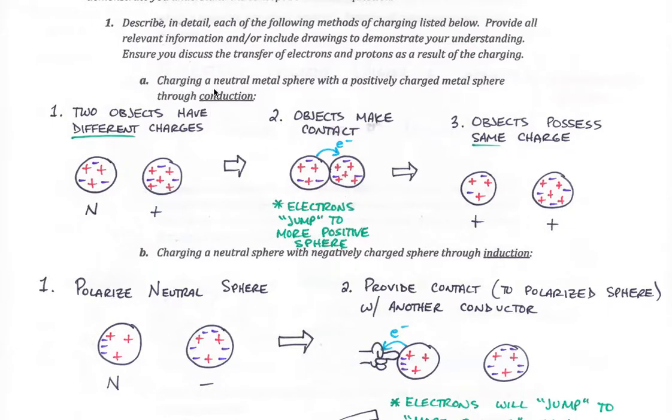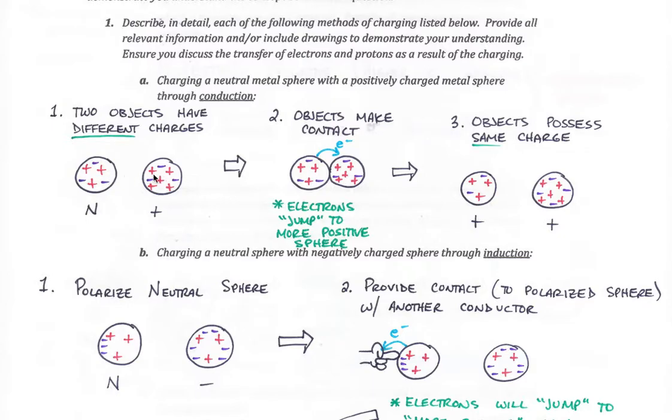So the first one asks how you would charge a neutral metal sphere with a positively charged metal sphere through conduction. There's really two things you have to make sure you explain or you understand about conduction. A lot of people just say it's charging through contact, but every charging method requires some kind of contact, so it's a little bit of a vague explanation. The most important thing to realize is the two objects must start with different charges. So in this case, you have a neutral and a positive sphere, so you therefore have the means to perform conduction. But if they don't have opposite charges, conduction is off the table.